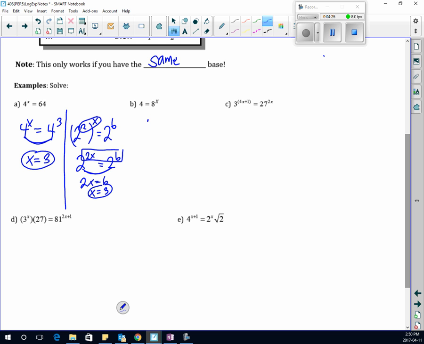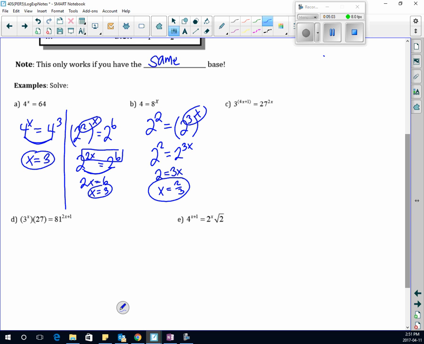So 4 is 2 to the power 2. 8 is 2 to the power 3. And of course, 8 to the power x. Does everybody see what I did? Then I need to apply the power to the power rule, so that means I multiply. So I get 2 to the power 2 equals 2 to the power 3x. If the bases are the same, the exponents are equal. So 2 equals 3x. So what does x equal? How about 2 over 3? Okay, let's go on to the next one.